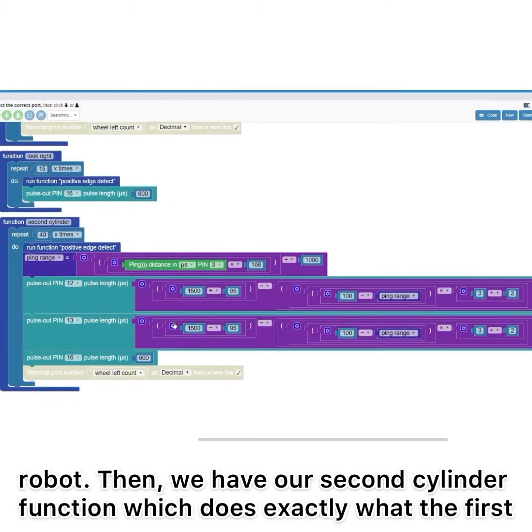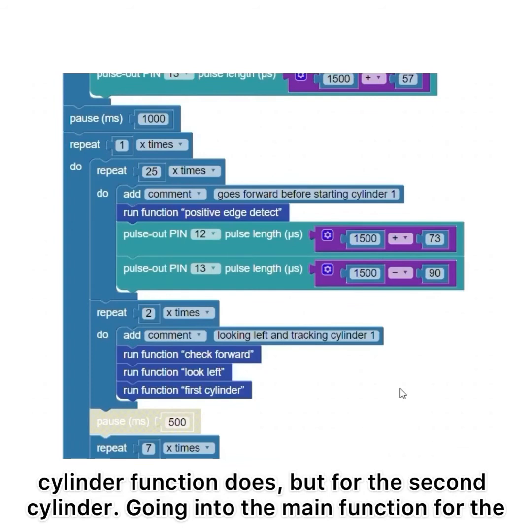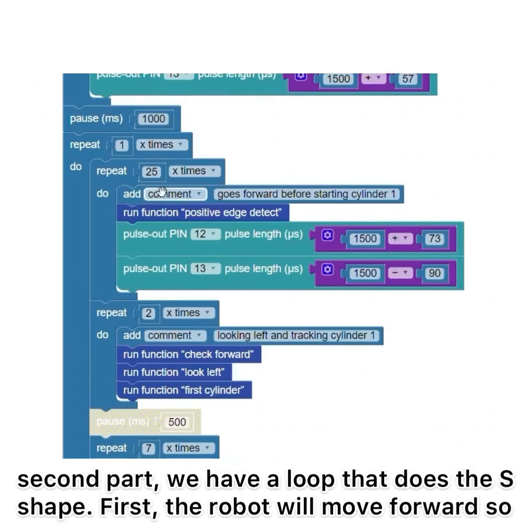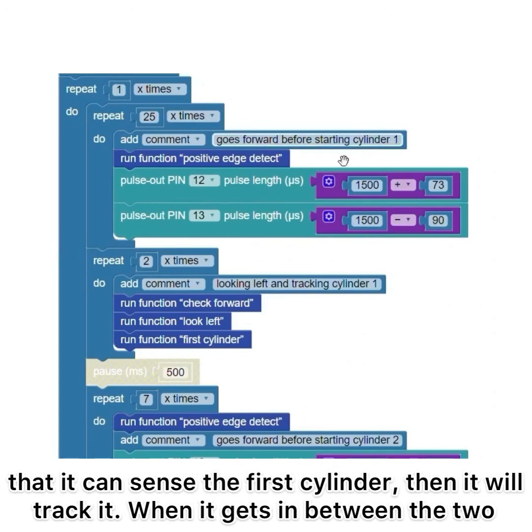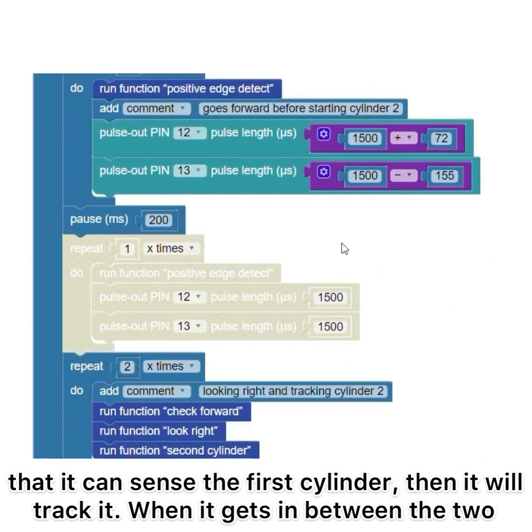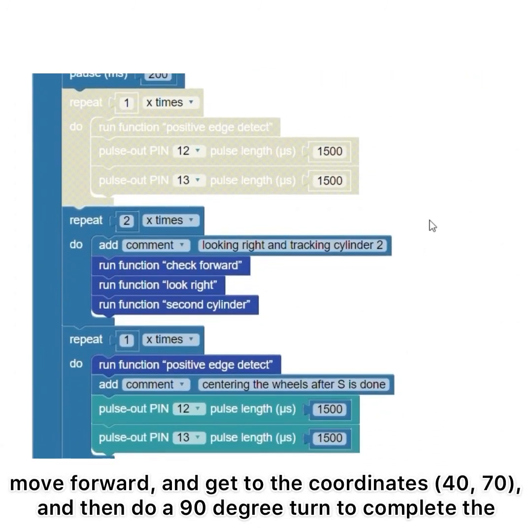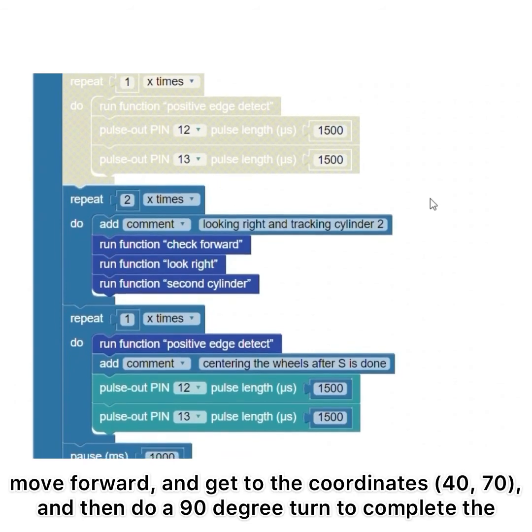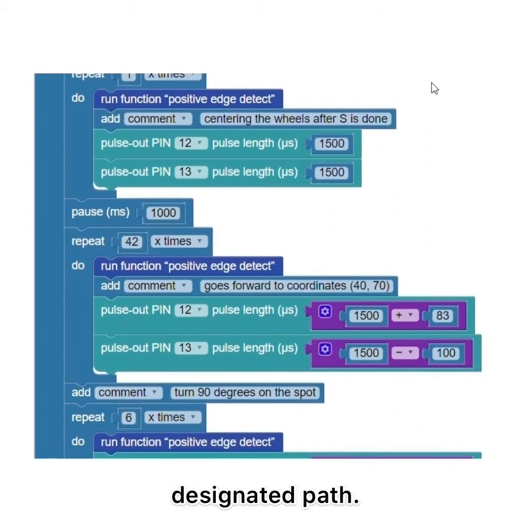Then we have our second cylinder function which does exactly what the first cylinder function does, but for the second cylinder. Going into the main function for the second part, we have a loop that does the S shape. First, the robot will move forward so that it can sense the first cylinder, then it will track it. When it gets in between the two cylinders, it will start to track the second cylinder. When it's done tracking the second cylinder, it will move forward and get to the coordinates 40 and 70, and then do a 90-degree turn to complete the designated path.